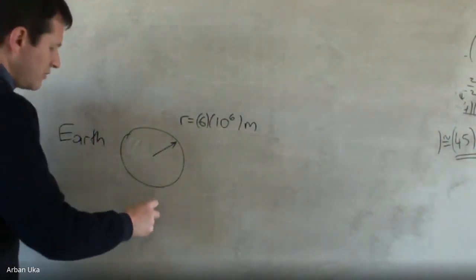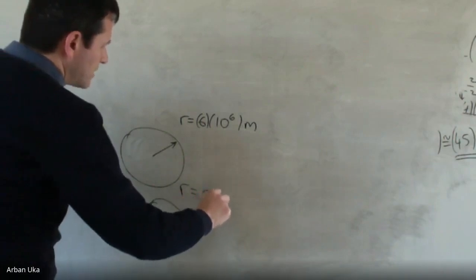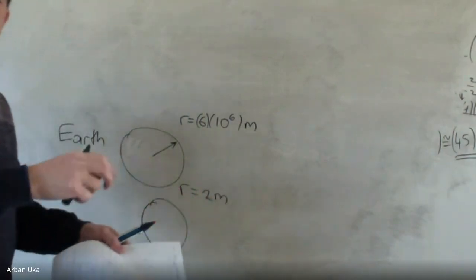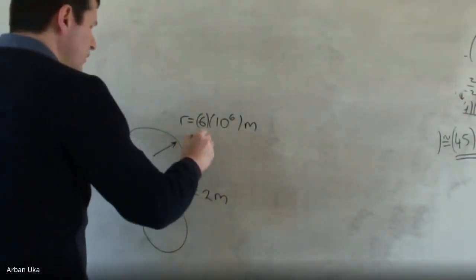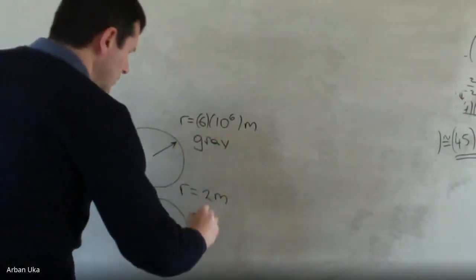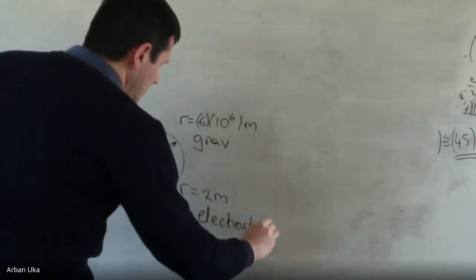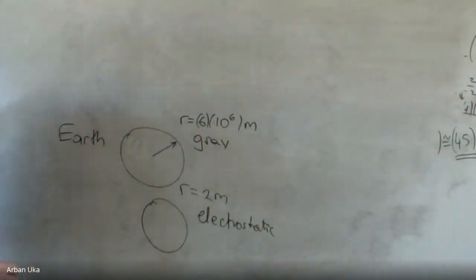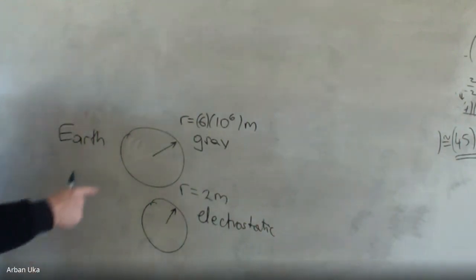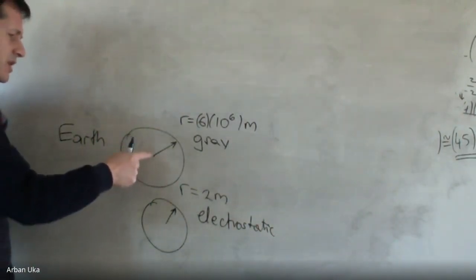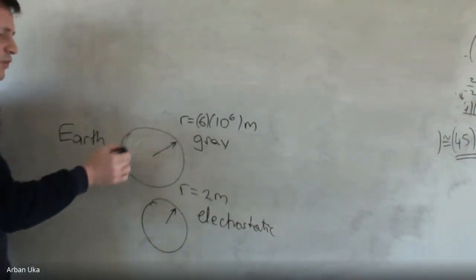Now, the same question can be asked if we have a charge which has a radius of 2 meters, but it's a material which is completely charged. Okay, so this has coulombs. So here for Earth, we have gravitational force. Here we have electrostatic force. So the solution for both of these problems is the same, but the solution to what? What was the question? The question was how much energy does this system have, or how much work was done to put the Earth together?